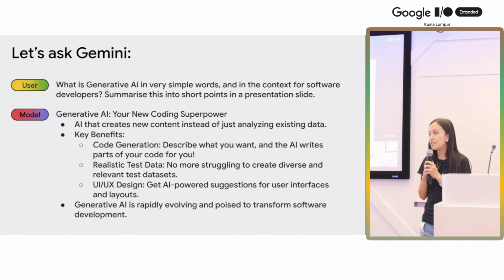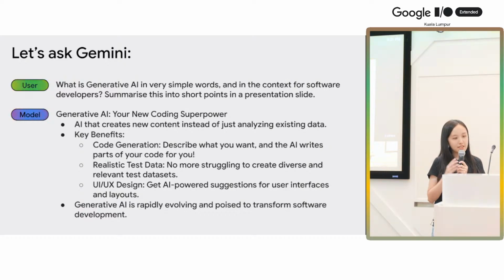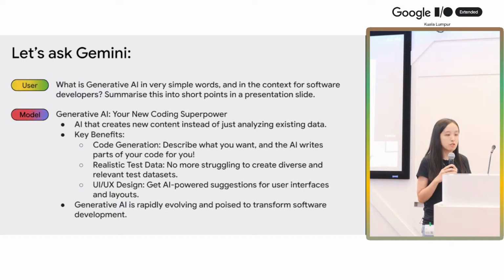So I just put this question into Gemini: What is generative AI in very simple words, in the context of software developers, and summarize it. So this is what it answers. I briefly shortened it a bit, but this is basically what it tells you. It says you can use it for code generation, you can use it to generate realistic test data, and you can also use it for UI and layouts.